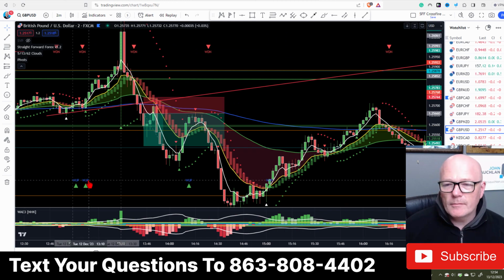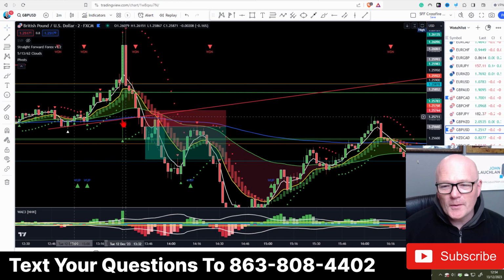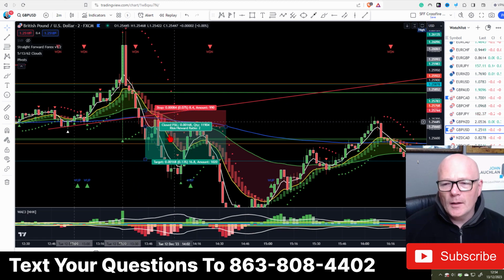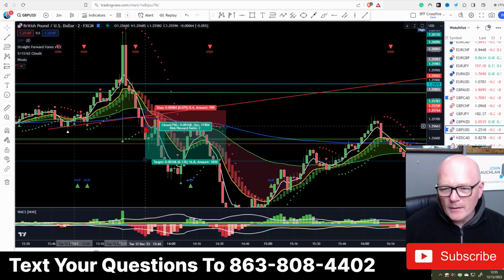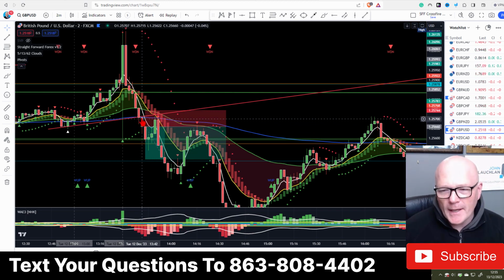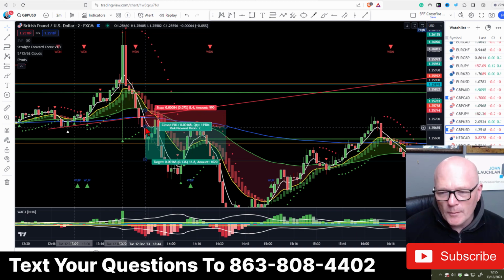GBP USD, again, they all look the same. We've got the news at 13:30, our green trend line here and a red trend line there. We took a trade on this one probably a little bit later. You don't want to get in on this candle because it's still straddling the red trend line, so you don't want that. So get on this one.